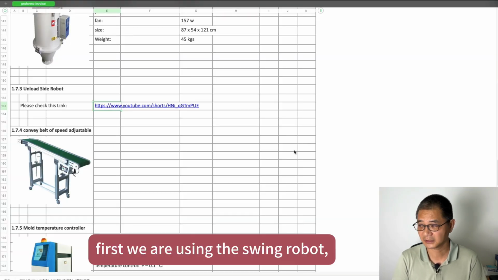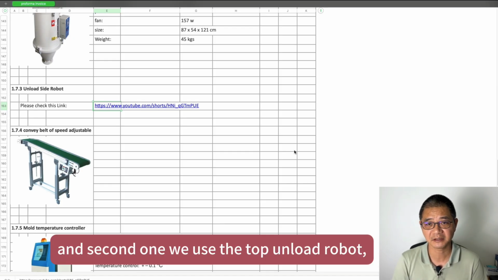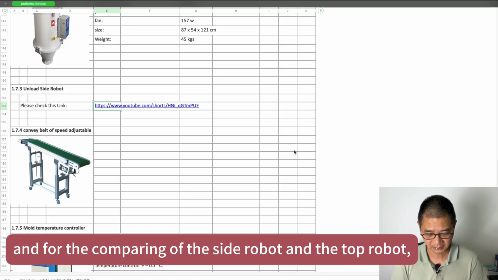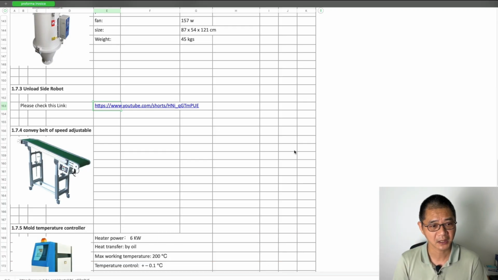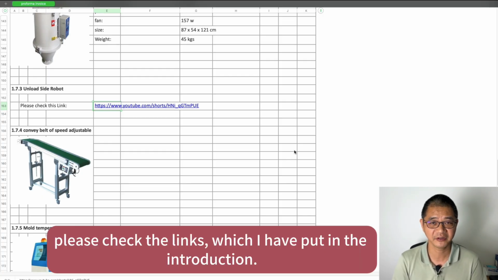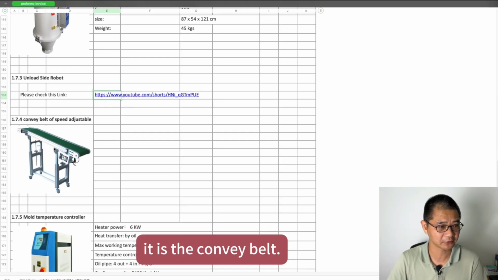First, we were using the swimming robot, like that one, but it's easy to break. And the second one, we used the top unroll robot. And finally, we think that the side robot is the best for cable tie manufacturing. For the comparison of the side robot and the top robot, I have one post. Please check the link which I have put in the introduction. It's the conveyor belt.